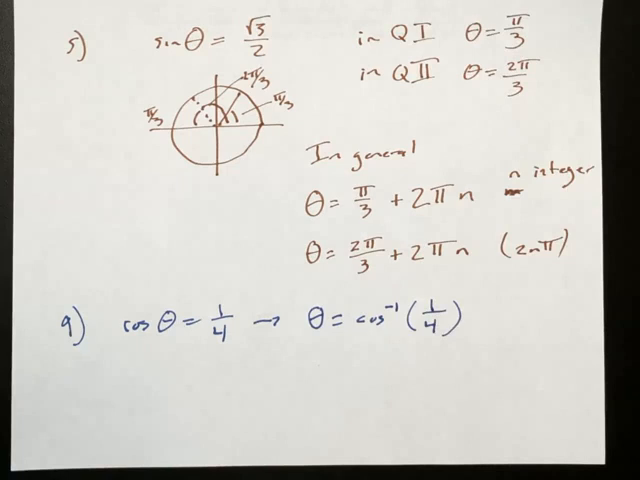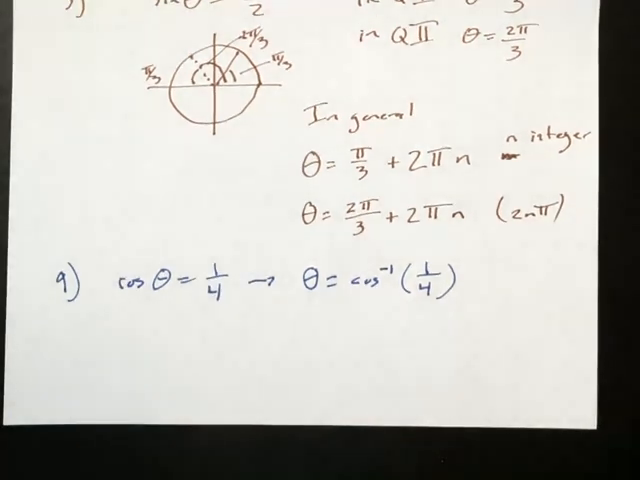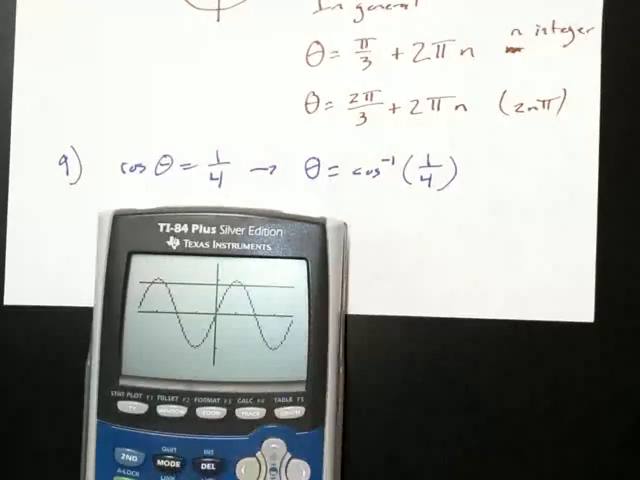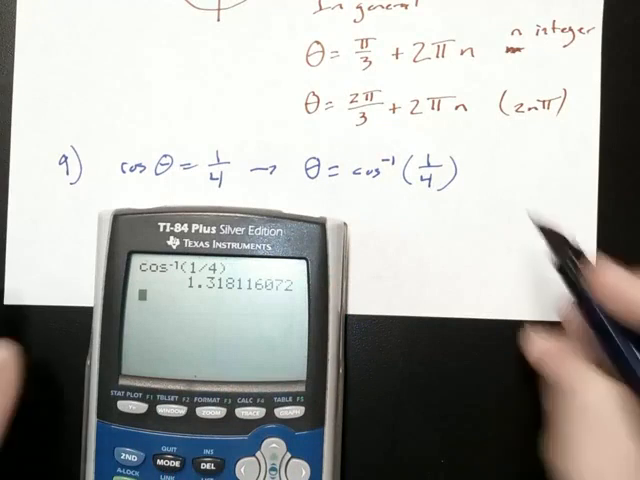And the cosine inverse is only defined for the first two quadrants. So this answer is either in quadrant 1 or quadrant 2. Which quadrant will that be in? One, because the cosine is positive in quadrant 1 and negative in quadrant 2. Now, I don't know what this number is, but I can find it. Cosine inverse, 1/4. That's in radians.